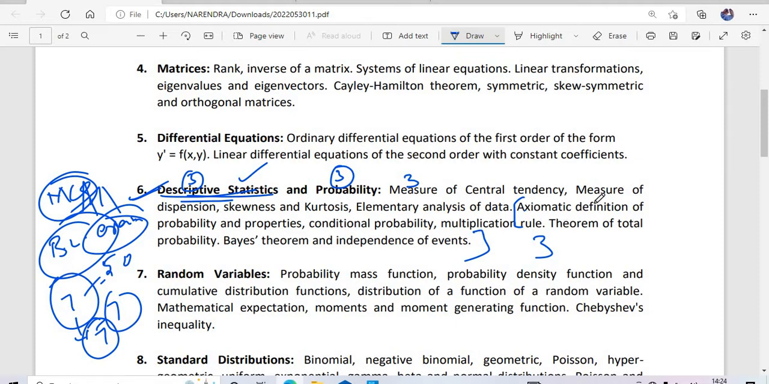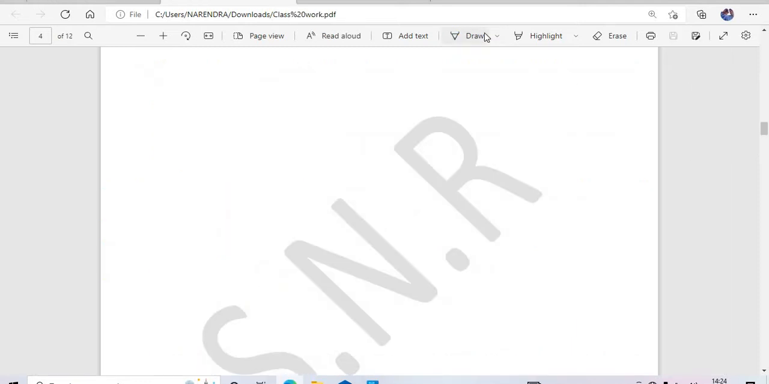In probability they mentioned axiomatic definitions of probability and properties, conditional probability, multiplication rule, theorem of total probability, Bayes theorem, and independence rules. Here one point is clear: from Bayes theorem, one question is compulsory. There is no doubt about the Bayes theorem question. So we are discussing probability, right?